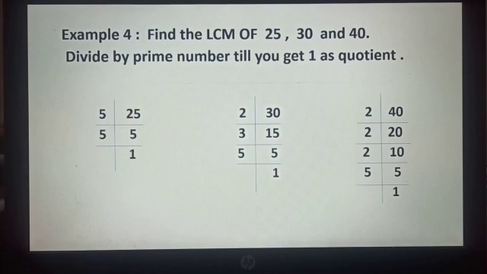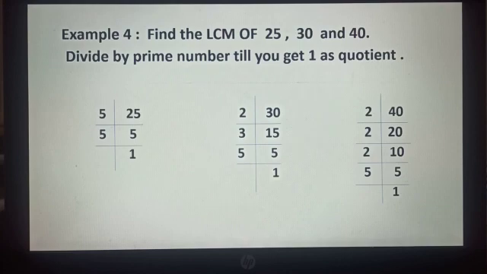First we have to make the prime factors of 25. 25 is divisible by the prime number 5. We are getting here 5. 5 is divisible by the prime number 5. We are getting here 1.